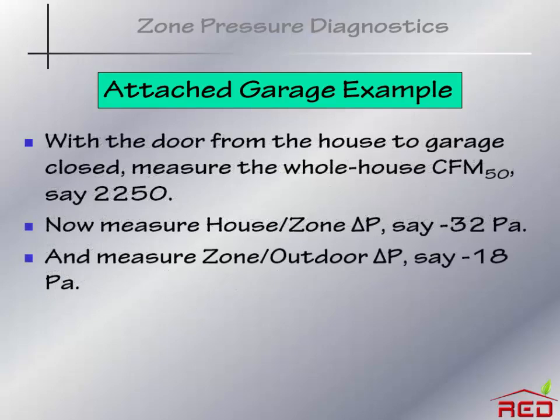With the door between the house and the garage closed, we'll measure the whole house CFM50. We will say that's 2250. We will then measure the house to zone pressure difference. We'll say that is negative 32. Remember, we're depressurizing the house. You could just as well pressurize the house, in which case you would not enter negative in the red ZPD tool. And then finally, measure the zone to outdoor pressure. Let's say that's negative 18.